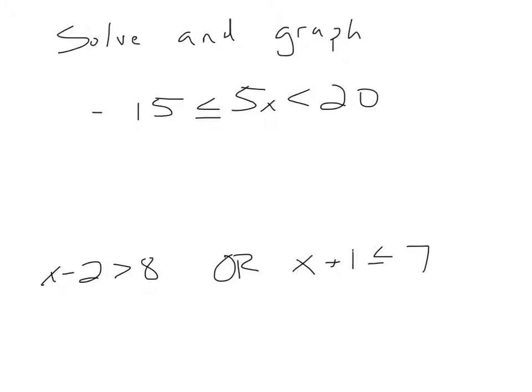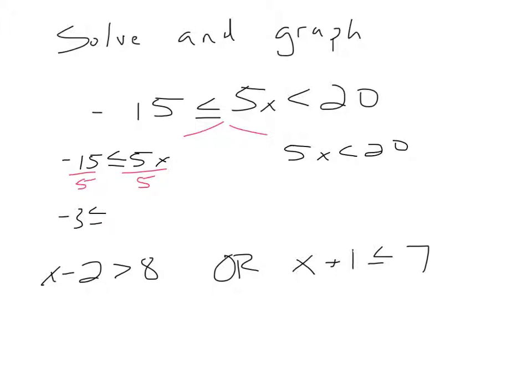Alright, so looking at this, the very first thing you do, I'm just going to make it easy on myself. I'm going to split it up. I'm going to have negative 15 is less than or equal to 5x. And on the other side, I have 5x is less than 20. Okay, I'm just going to solve here, divide by 5, and I have negative 3 is less than or equal to x. On the right side, divide by 5 again, and I have x is less than 4.